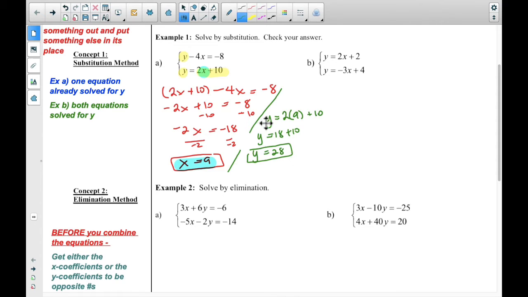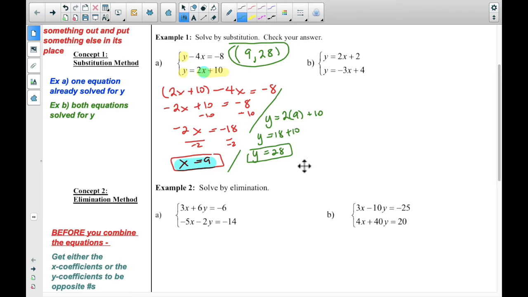Remember that what we are actually doing is we are seeing where these lines will hit each other. We haven't really talked about graphs in this unit yet, but that's what we're determining: if we graph these lines, where would they hit? And here's the place where they're going to hit. So when I give my solution, I have to give my solution as a coordinate. And so my final answer is (9, 28). If I graph them, that's where they would hit each other.